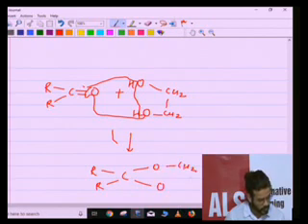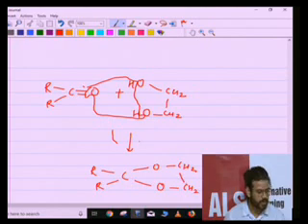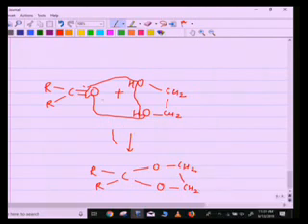So the product formed is O, CH2, O, CH2. So what I have done here is that I have removed one molecule of water, two hydrogen and one oxygen to form one molecule of water, and after that I have joined this carbon to this oxygen and the other oxygen of ethylene glycol.